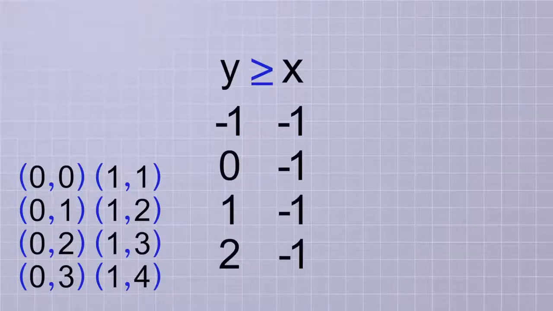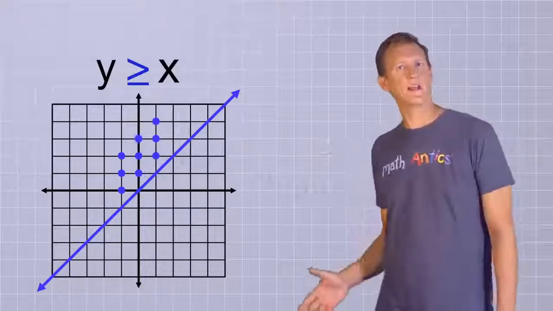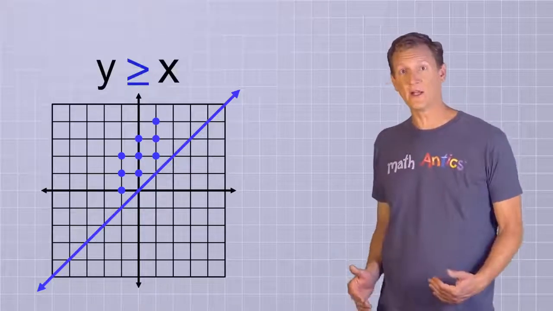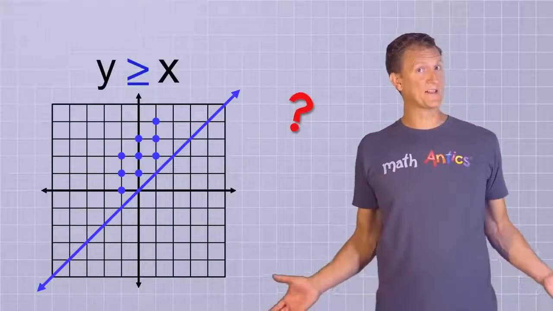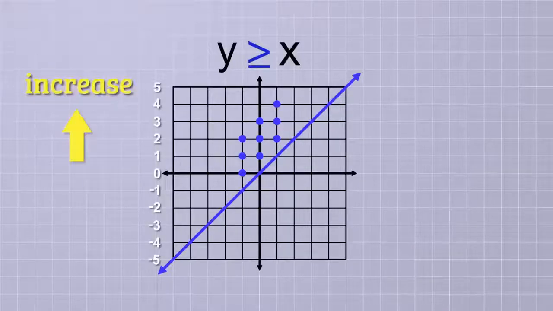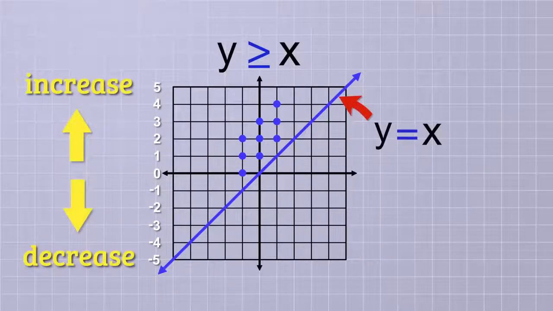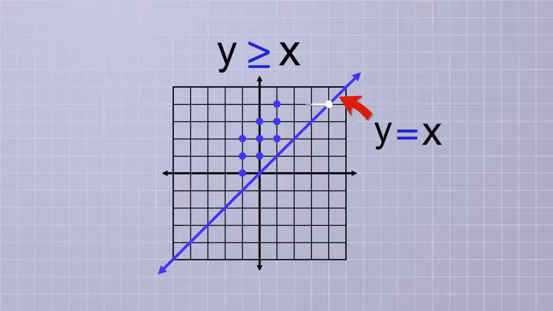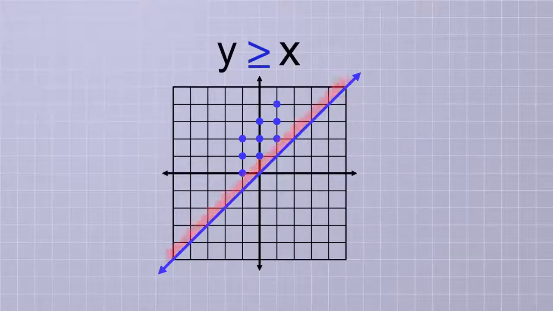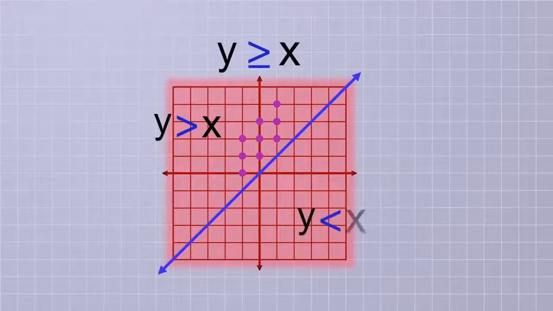Now let's take these new solutions we found and graph them on the coordinate plane. Do you notice that all of these new points are above the diagonal line and none of them are below? Any guess as to why? Yep, it's because on the coordinate plane, y values increase as you go up and decrease as you go down. This diagonal is the y equals x line, right? Every point on the line has a y value that's exactly the same as its x value. That means that every point above the line has a y value that's greater than its x value, while every point below the line has a y value that's less than its x value.